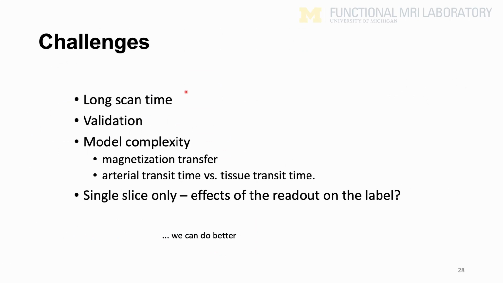But it's still not great. This was a single slice. It was a very long scan time. The validation, we could validate, as you saw, most of the parameters, but not all of them. And the model is very complex, and there are some things in there that are nice to see, like the magnetization transfer, but that wasn't really what we were after. Also, we had this arterial transit time, and then a tissue or capillary transit time, and maybe we don't need both of them, so maybe we have too much complexity. So we're thinking, well, can we do better? And I think we should be able to do better.